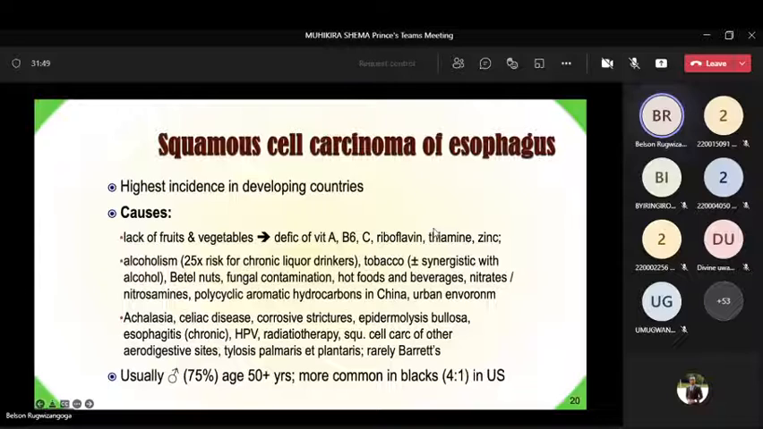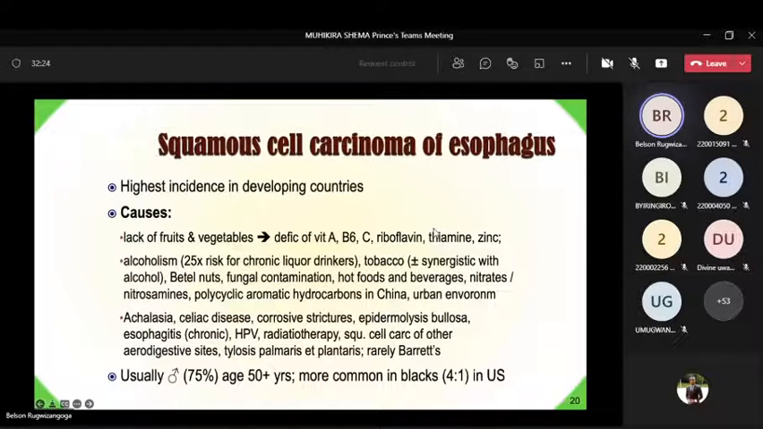There is also esophagitis, a chronic esophagitis, such as those having reflux, or it can be due to infection, such as HPV, human papillomavirus, and so on. Also those who have undergone radiotherapy for any other reason, cancer treatment. Then squamous carcinoma of the other aerodigestive sites. If someone has developed a squamous carcinoma of the oral cavity, this person will also have a high risk to develop squamous carcinoma of the esophagus.